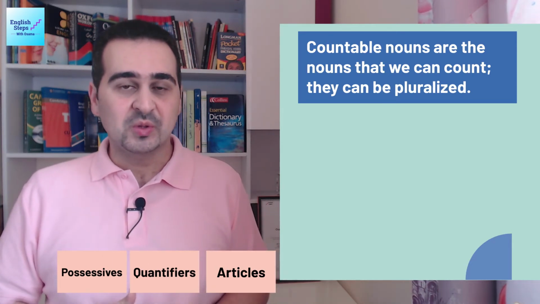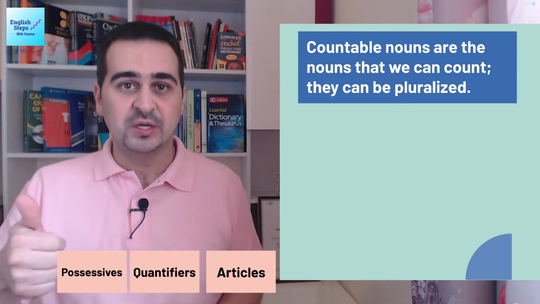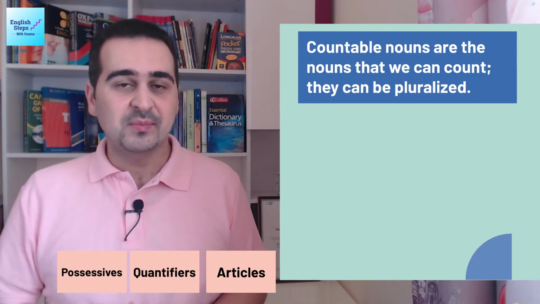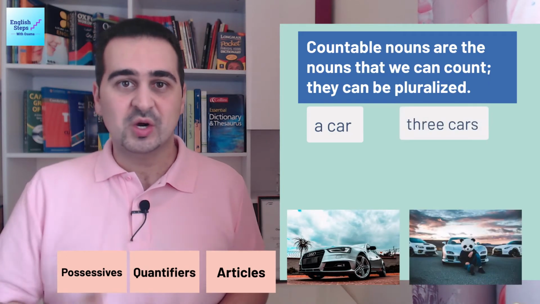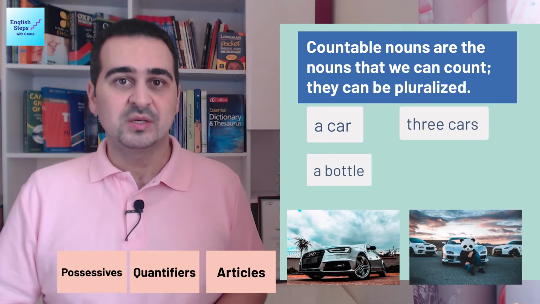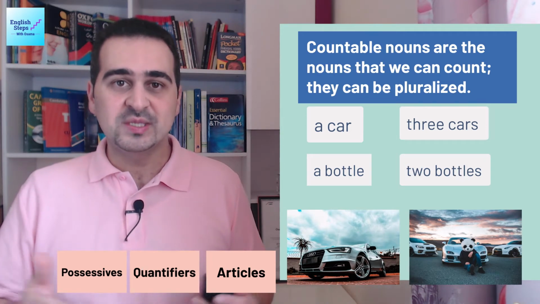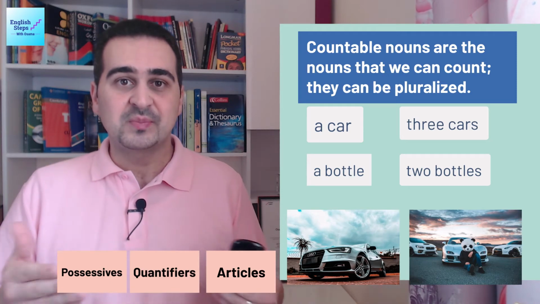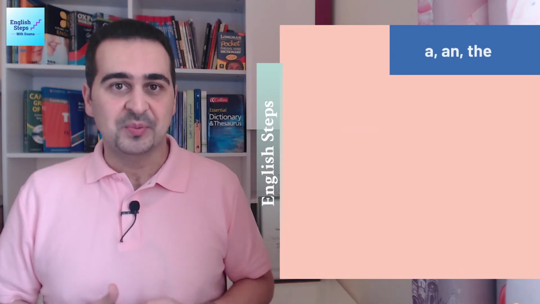The word countable comes from the verb count, which means to say the numbers 1, 2, 3, 4, etc. So we can use the numbers with these nouns. I say, for example, a car, 3 cars, a bottle, 2 bottles. In addition to the numbers, I can use the articles, I can use the quantifiers, and I can use the possessives. In English, there are 3 articles, a, an and the.